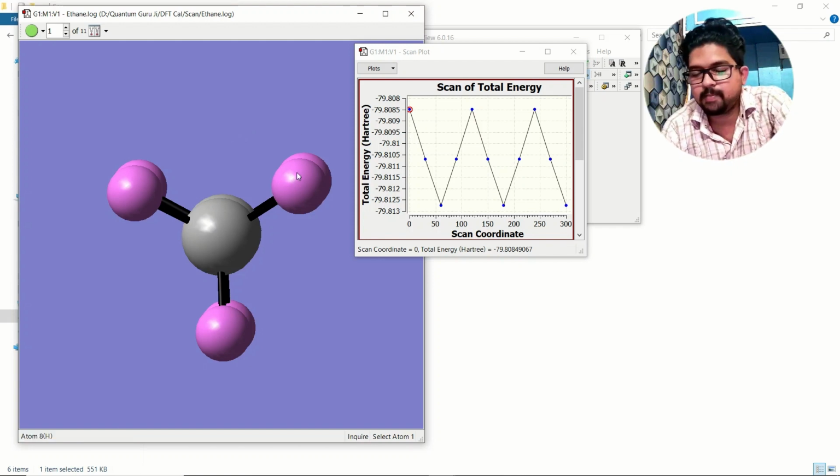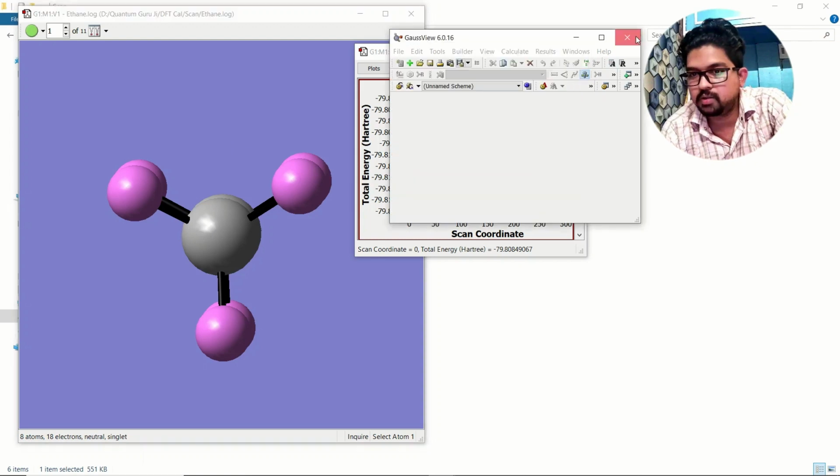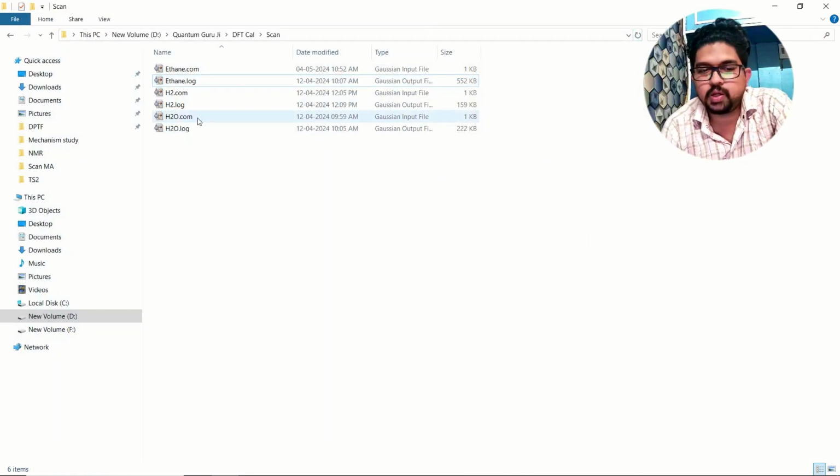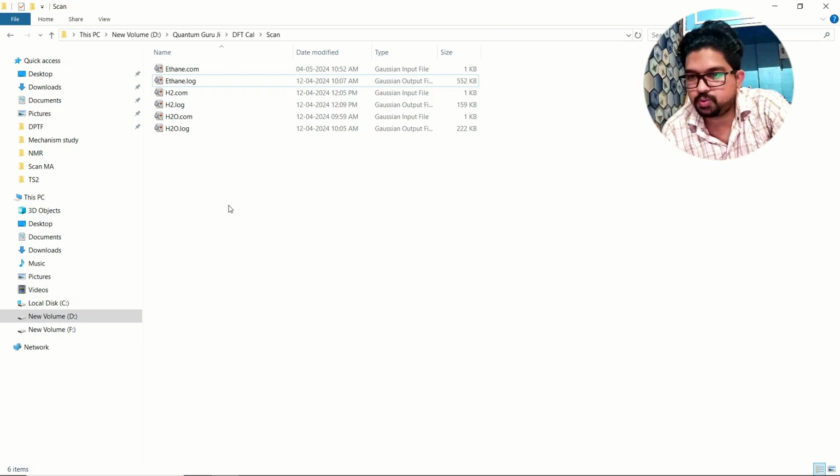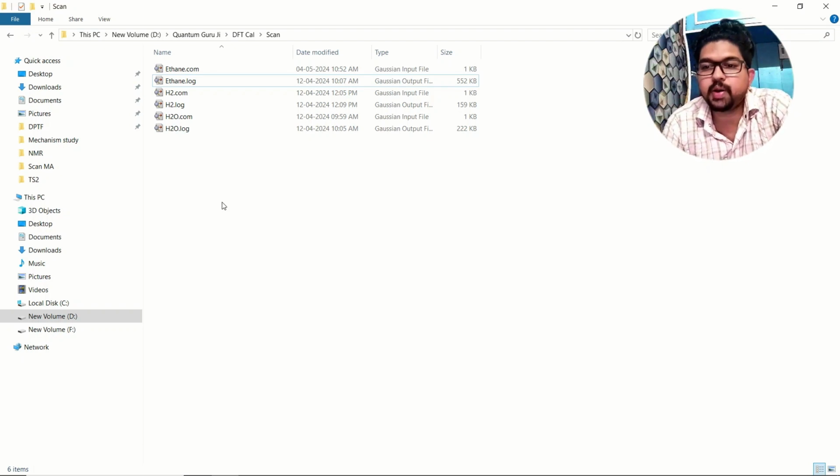So this is the way to scan your dihedral. Similarly, you can do the scan of your angle. Suppose you have an H2O molecule and you don't know the bond angle of H2O. But you have the optimized geometry of the water molecule, so you know the bond angle. So what I will do is a scan for the bond angle, from certain values.